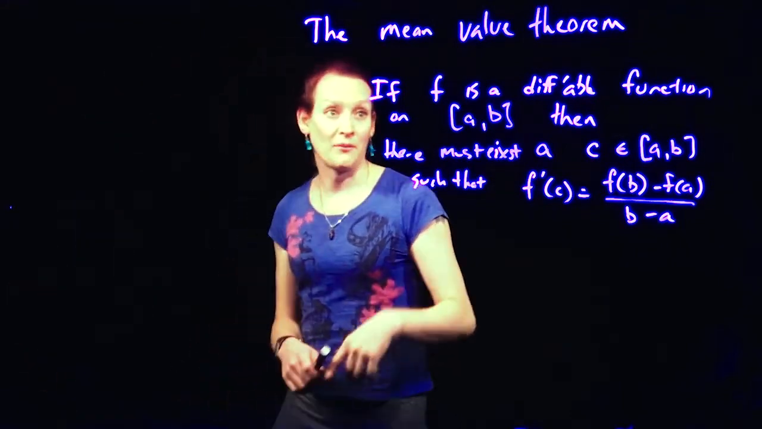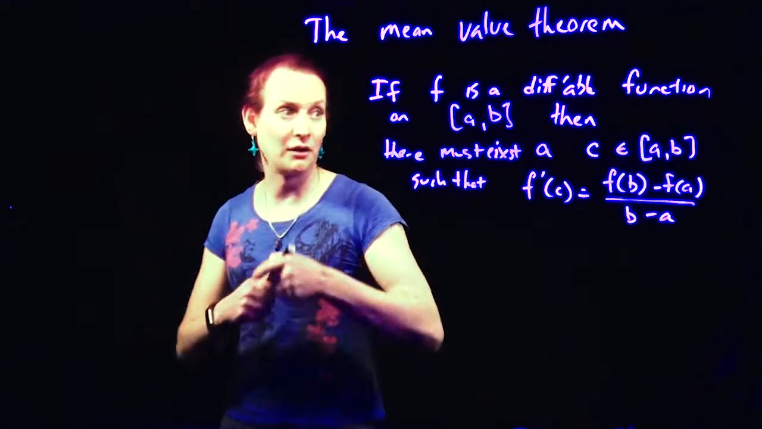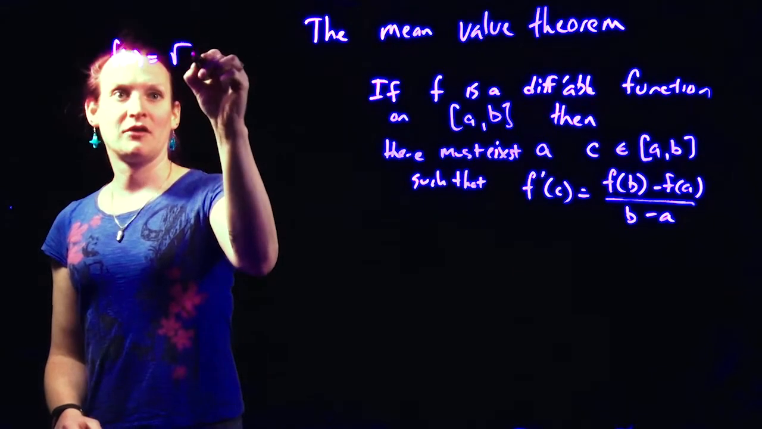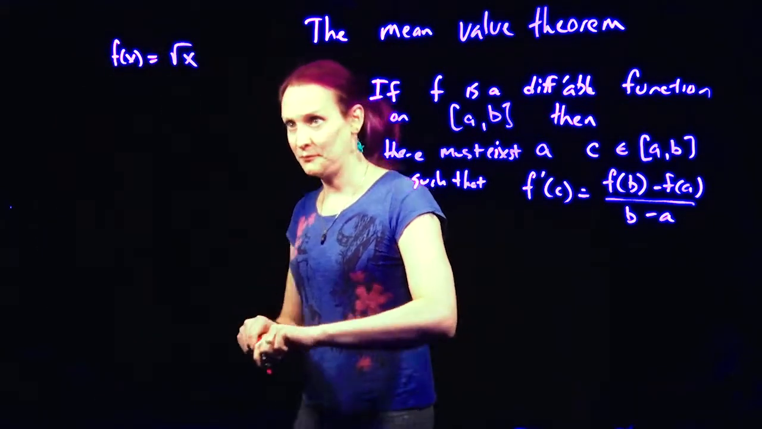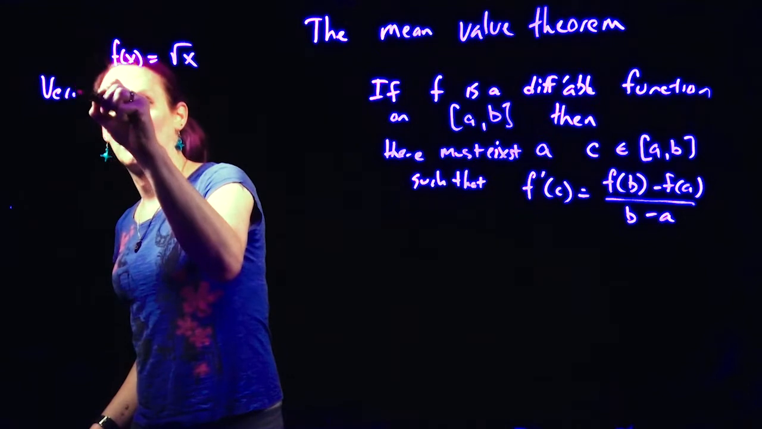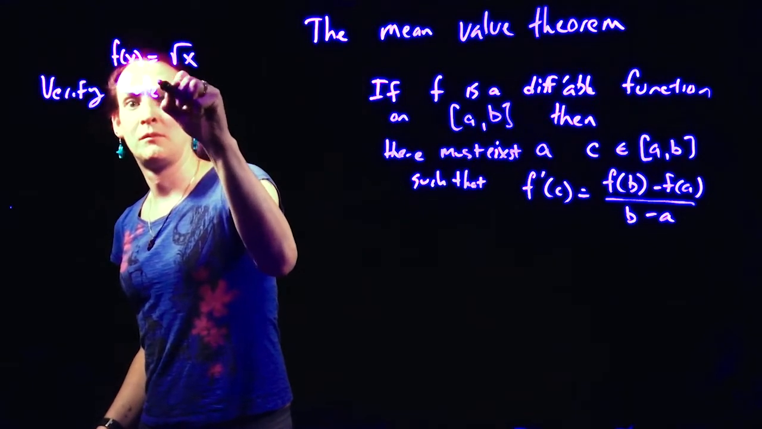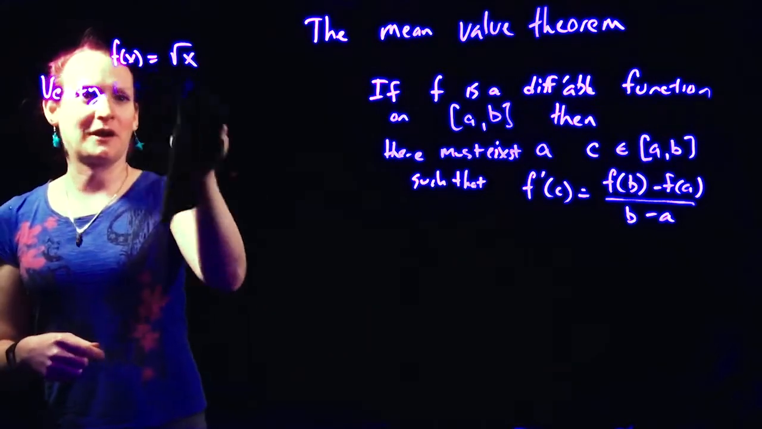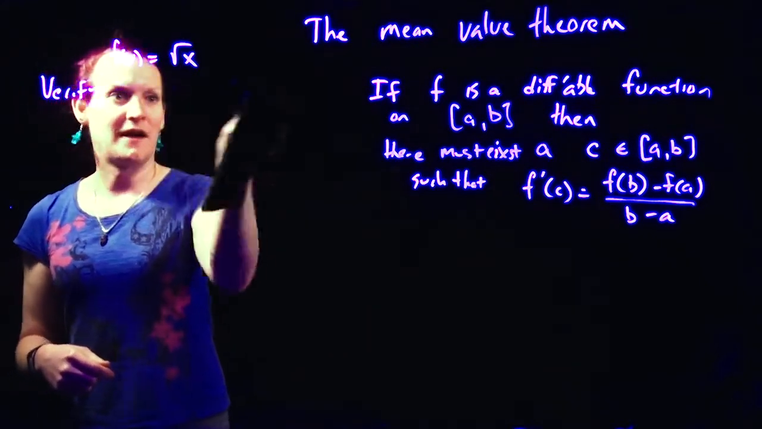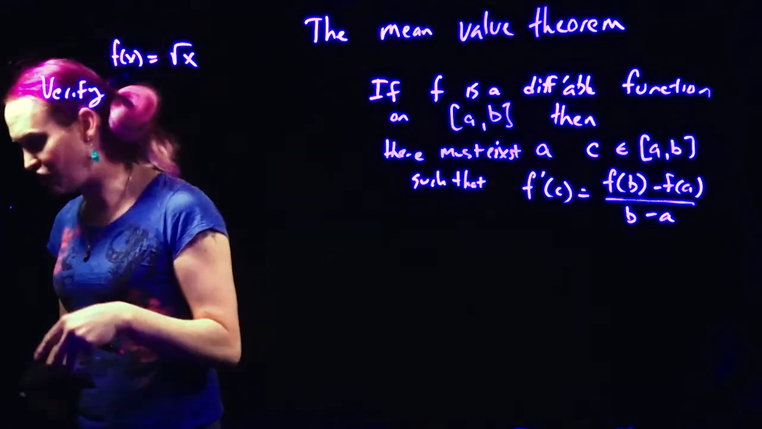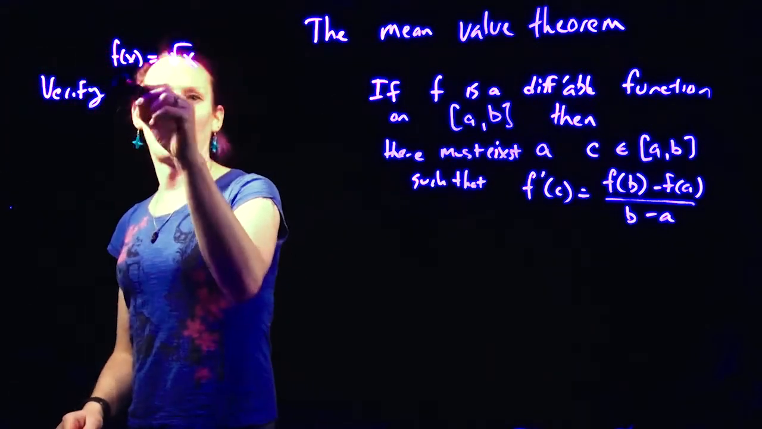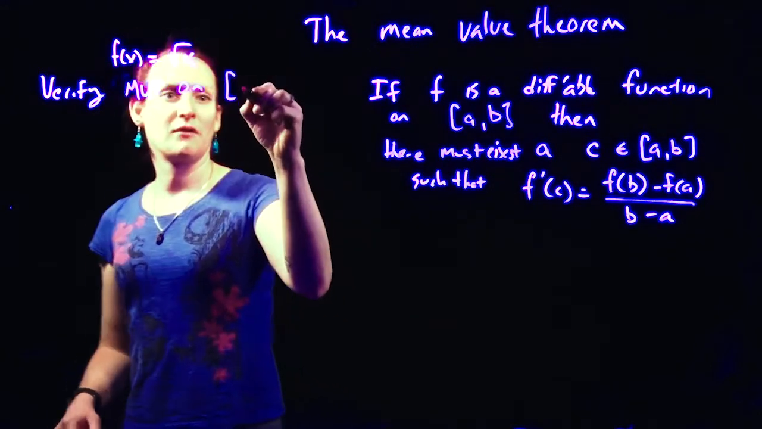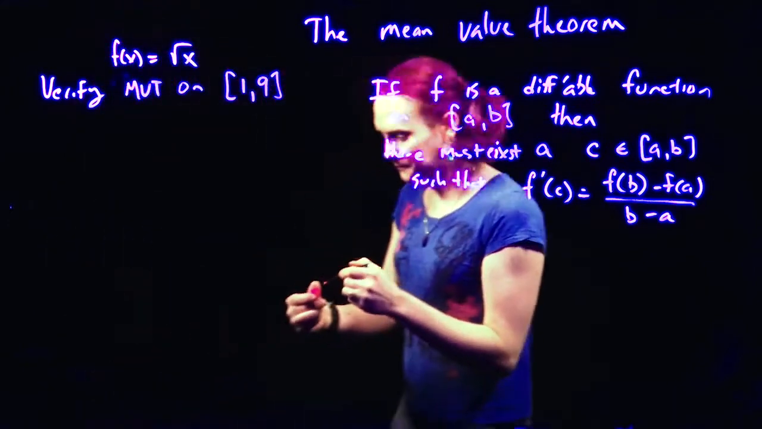It will work on any function which is differentiable on a closed interval. So let's take f of x equals the square root of x. And let's verify Rolle's theorem. Nope, this is not Rolle's theorem. My brain is somewhere totally weird. This is the mean value theorem. I think of it as the average rate of change theorem. Verify the MVT on the interval from 1 to 9.